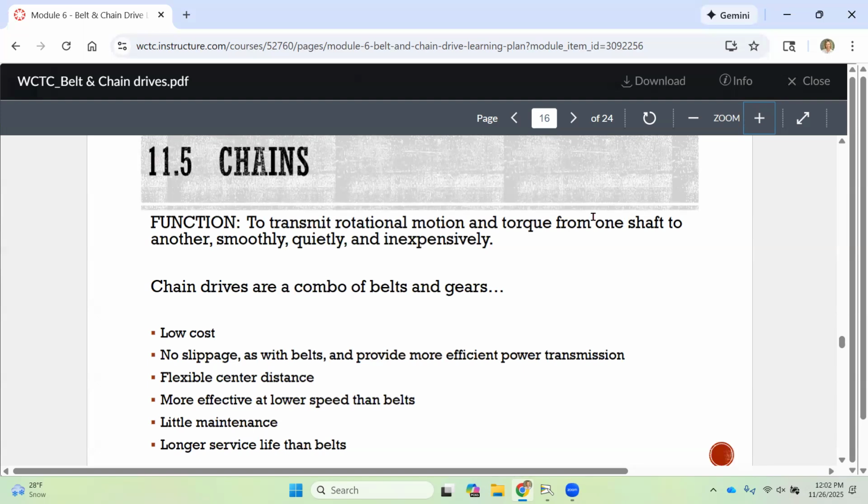Okay. As we saw between belts and gears, there was a lot of similarities, just as far as even the terminology like pitch diameter, number of teeth, the purpose of the drive. And we're going to see those similarities here in the chain section. So first and foremost, the function of the chain in a chain drive is to transmit rotational motion and torque from one shaft to another, okay, in a smooth, quiet, and inexpensive way. Okay. Chain drives, I like to think of, they're kind of like a combination between both belts and gears.